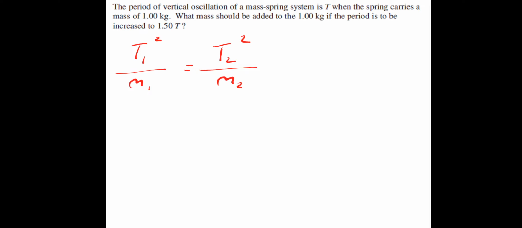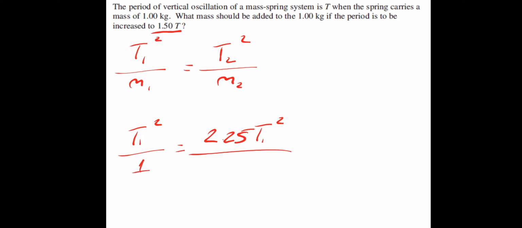Then in the question, time period 1, we're just going to call T1, squared over mass 1, which is 1 kilogram, equals time period 2. What we've done is multiply the original time period by a factor of 1.5, and we need to square that 1.5 to give 2.25. So this one will be 2.25 lots of T1 squared divided by the original mass, which is 1 kilogram, plus some unknown mass. So we've got 1 kilogram plus the unknown mass. And you'll see that the T1 squareds cancel.